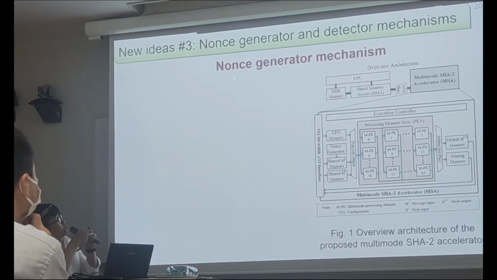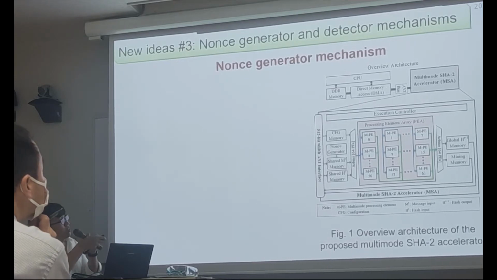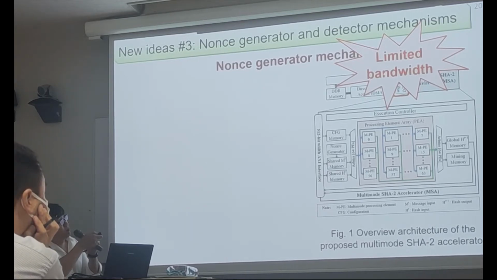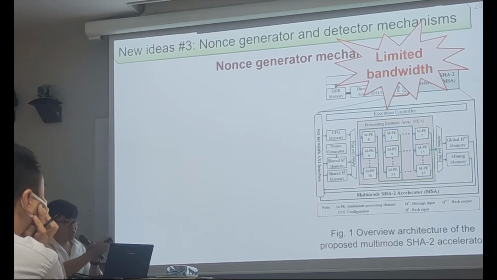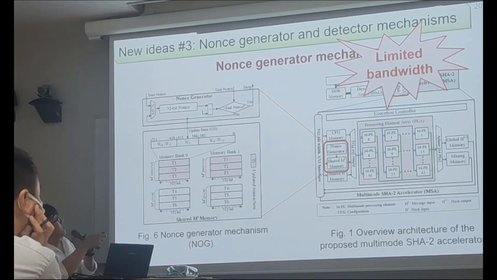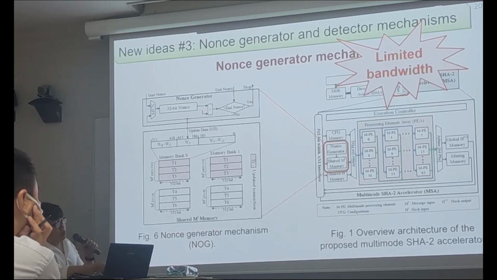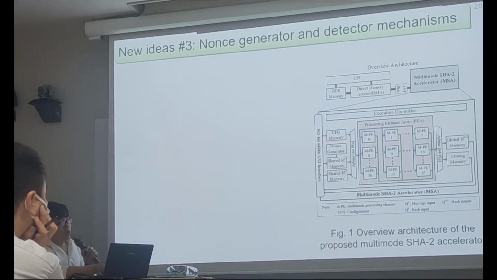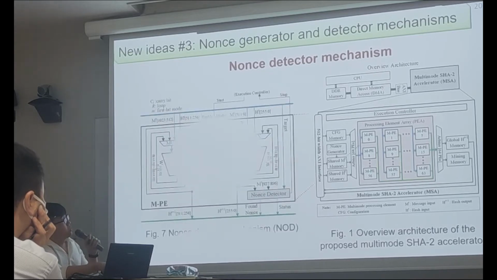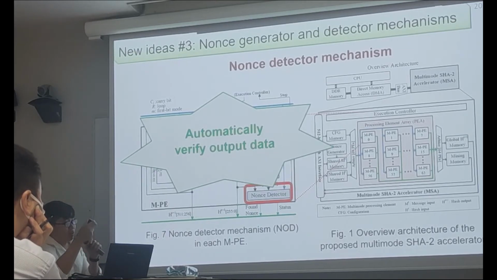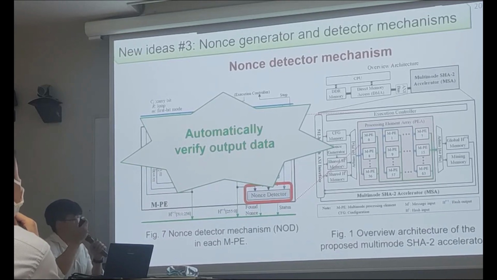So this is the reason that we propose the nonce generator mechanism. As you see here in the architecture at the system-on-chip level, the H bus has limited bandwidth. This is the reason that when transferring a lot of input message information, they will achieve low performance. So we propose the nonce generator mechanism to automatically generate input data. They don't need to wait for the CPU to send data. And the nonce detector mechanism is used to detect the hash output. This means it can automatically verify the output data. You don't need to use the CPU to check output data.